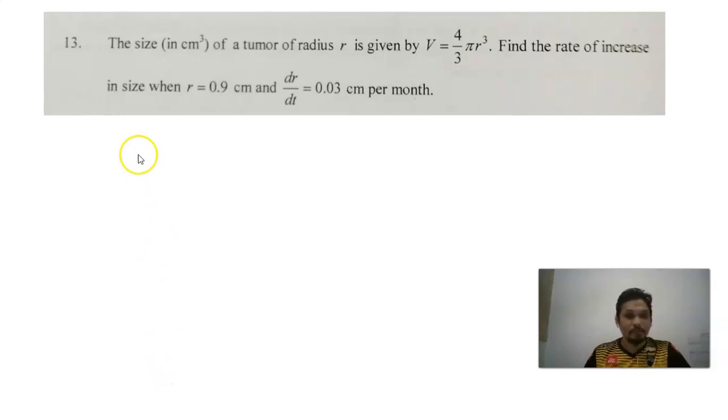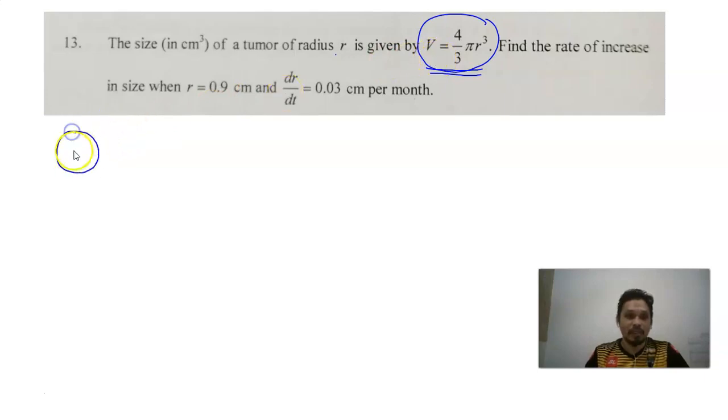Let's start talking about a ball then. Okay, question 13. The size in cubic centimeters of a tumor with radius r is given by V as mentioned here. Find the rate of increase of size. Okay, this is the formula of a sphere. A sphere is different from a circle. Okay, class, with a circle, we're talking about the ring of a circle. But when you come to a sphere, we're talking about the ball.